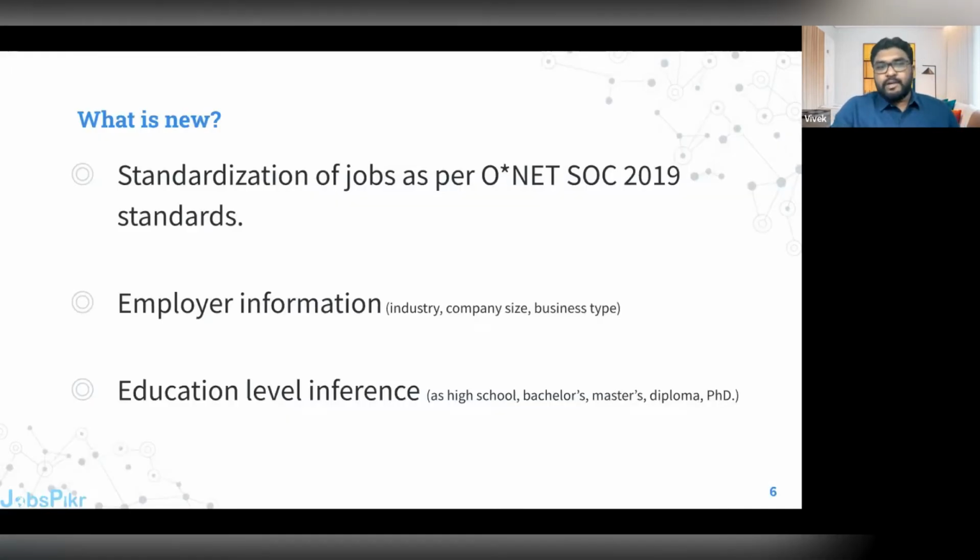So what is new? Three key additions to what we already had. One is the standardization of jobs as per O*NET SOC 2019 standards. 2019 is the latest standards for O*NET SOC, and O*NET SOC is basically the US standards for classifying occupations. This is important because without a particular standardization in place, it is very difficult to understand what kind of jobs. It's very difficult to analyze the whole data set.